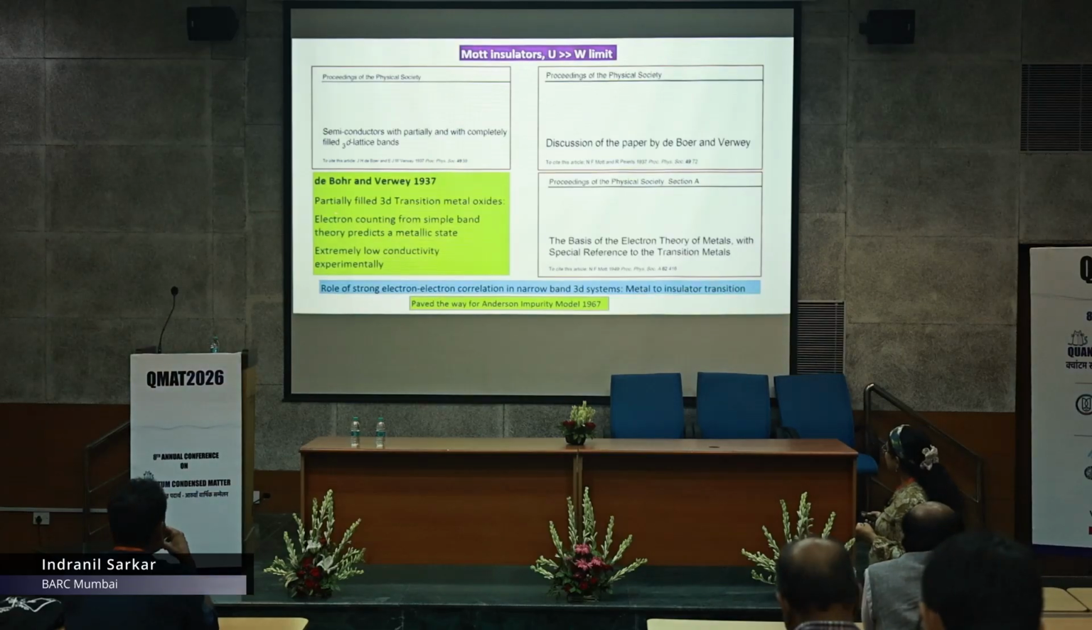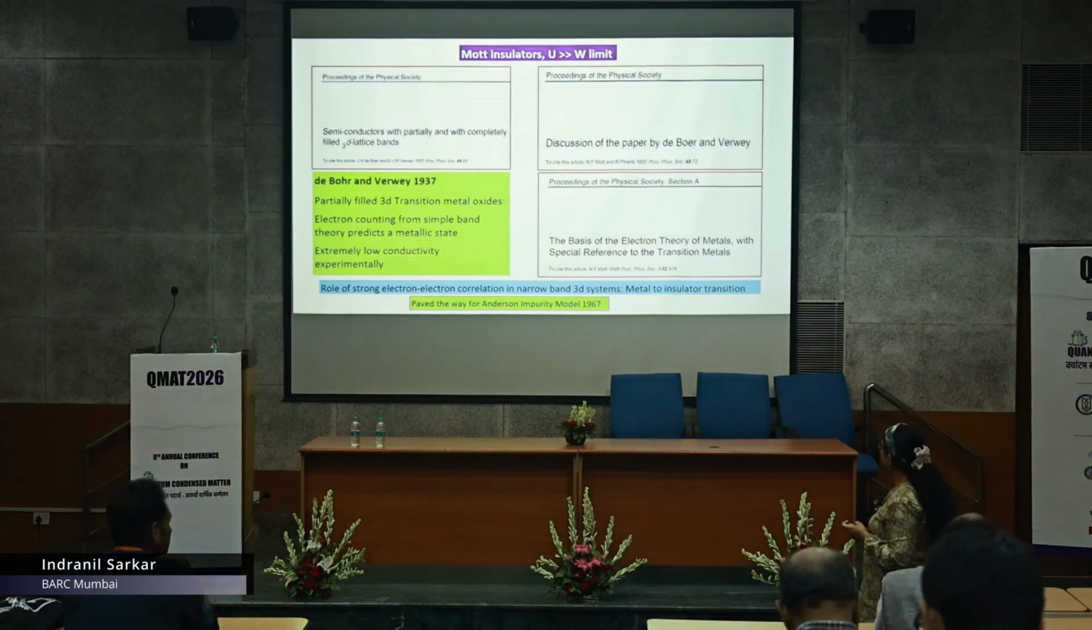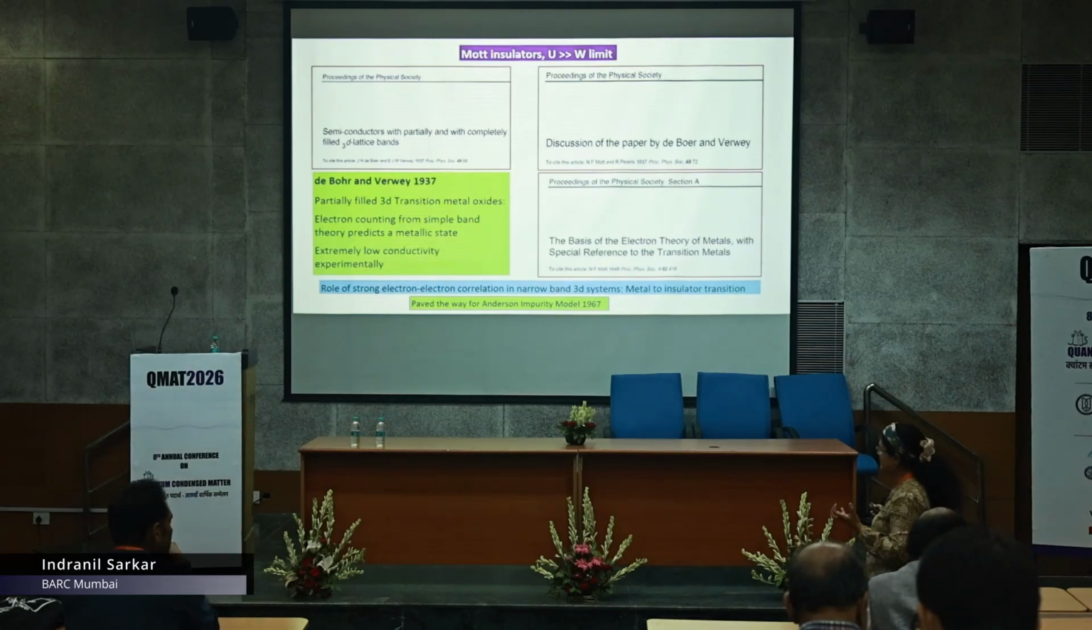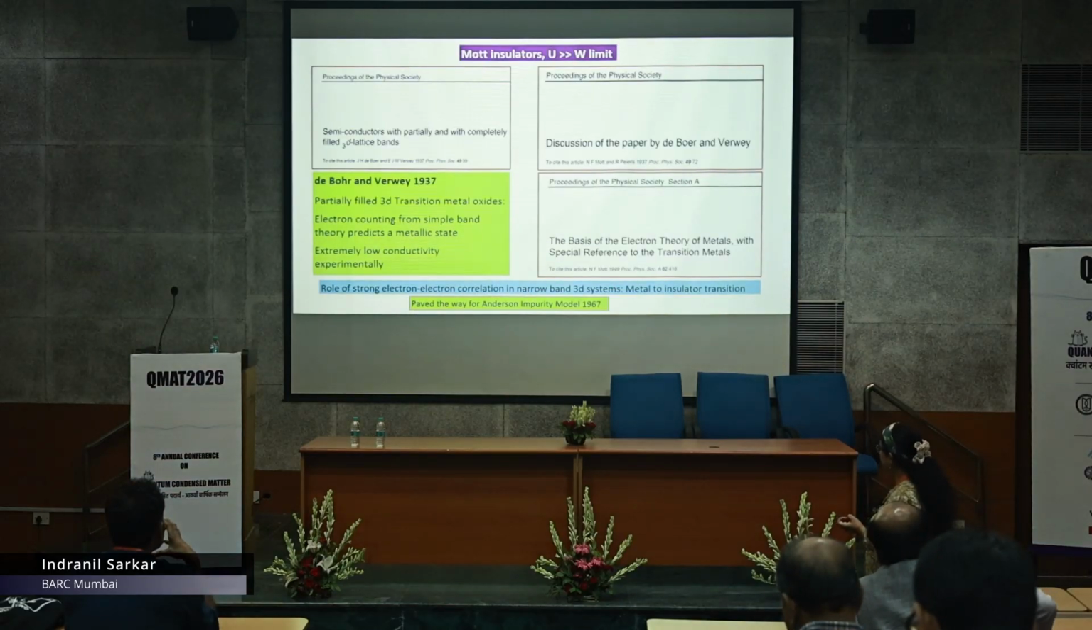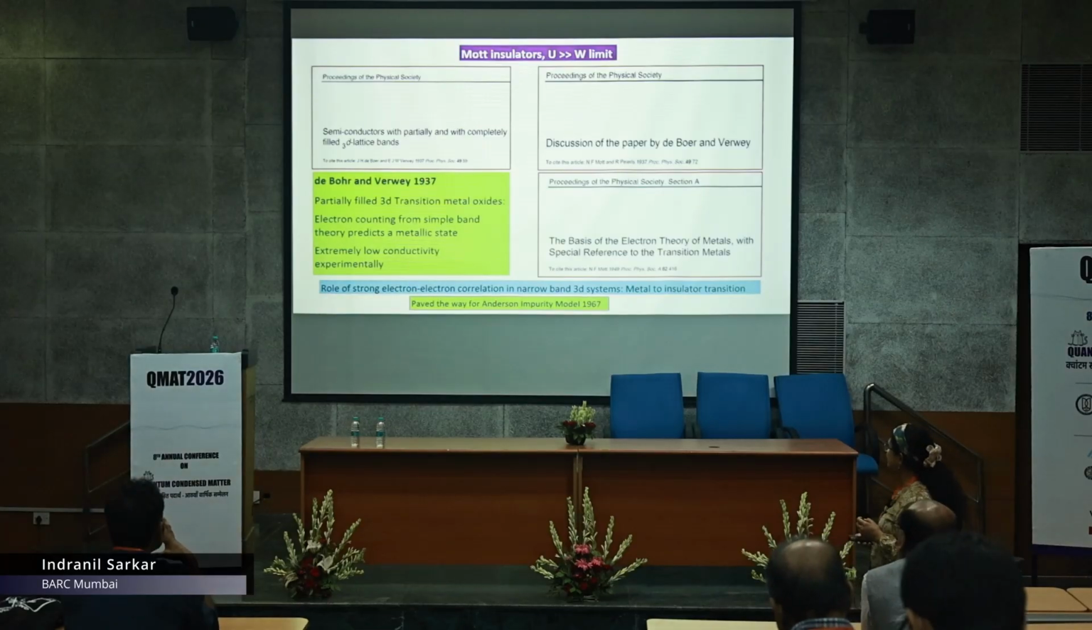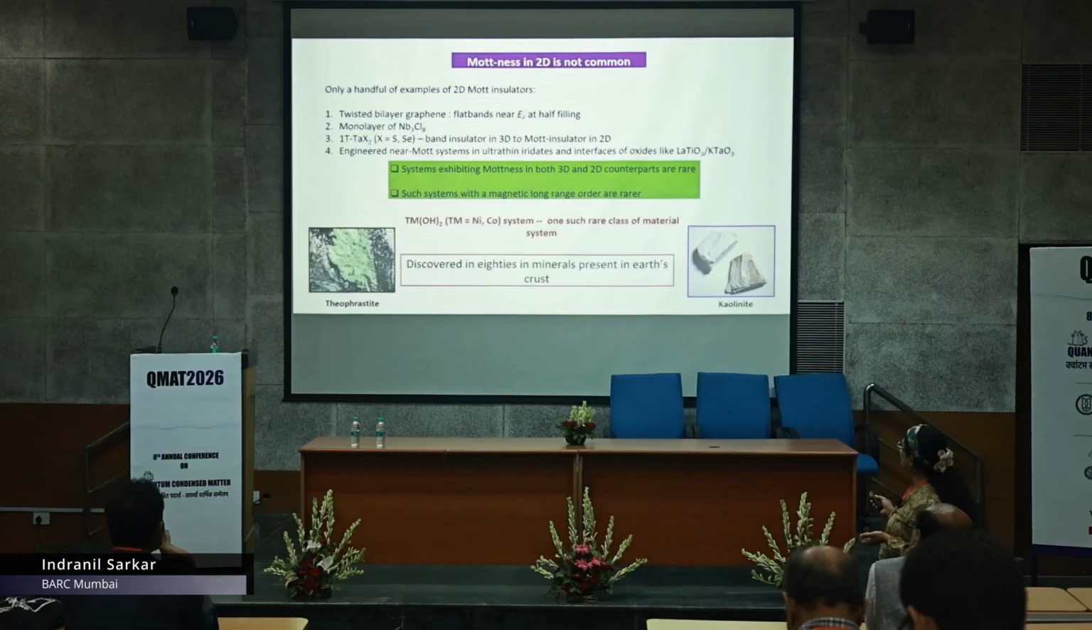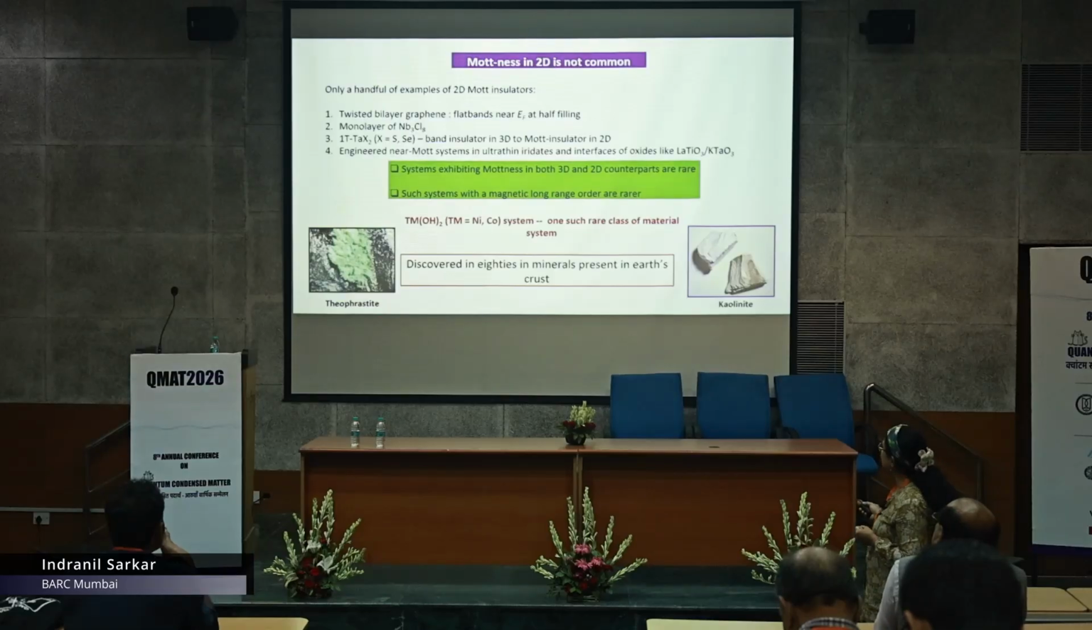That motivated Nevill Mott and Rudolf Peierls to write a discussion of this paper, and then Mott also predicted the role of strong correlation in narrow-band 3D systems in his seminal article, which paved the way for the Anderson impurity model in 1967. So Mottness in 2D is not very common; only a handful of examples of 2D Mott insulators exist.